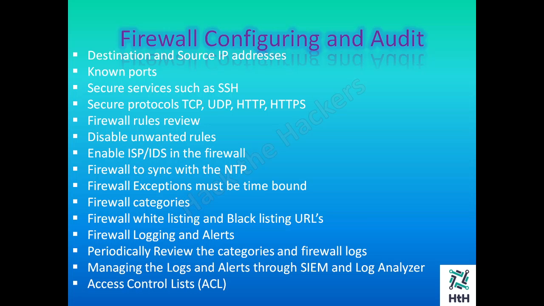The services such as FTP and Telnet must be avoided. Instead, use SFTP and SSH for the applications. Use secure protocols wherever needed, such as TCP, UDP for streaming data, HTTPS for the web applications, etc. Do the firewall rules review at least once in 6 months for each of the firewalls. Then disable or remove the unwanted rules with the help of cleanup rules.